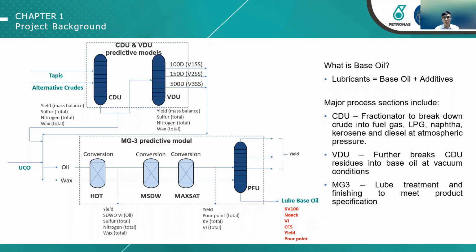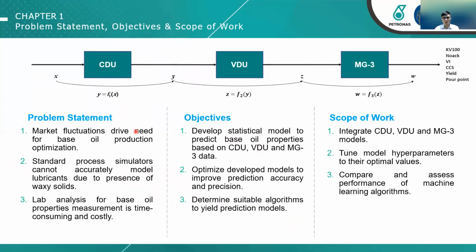The base oil production process can be categorized into three main sections: CDU, crude distillation unit; VDU, vacuum distillation unit; and MG3, which is the refining and finishing section for base oil production. The raw crude oil enters the CDU at atmospheric pressure to fractionate the raw crude into a variety of products. The bottom residues of CDU then enter the VDU to further break down the heavier hydrocarbons at vacuum conditions. Now the three side draws coming out from the VDU will enter the MG3 section for treatment to meet product specification.